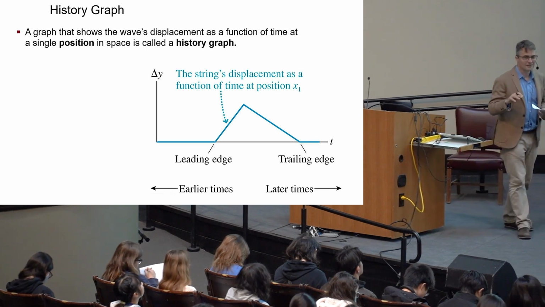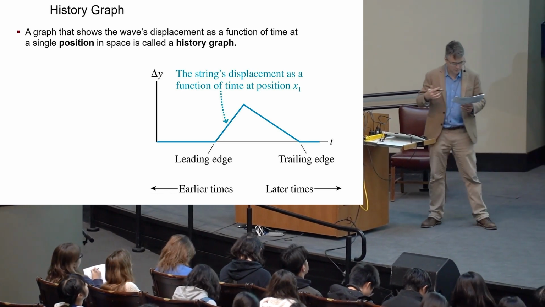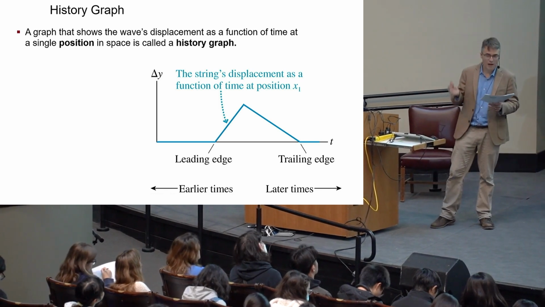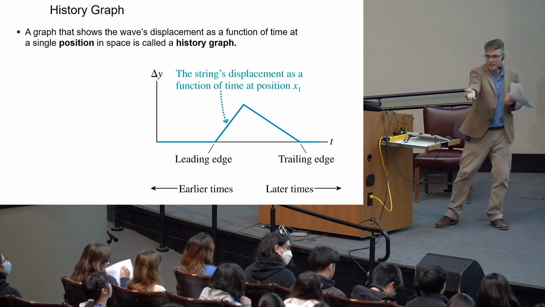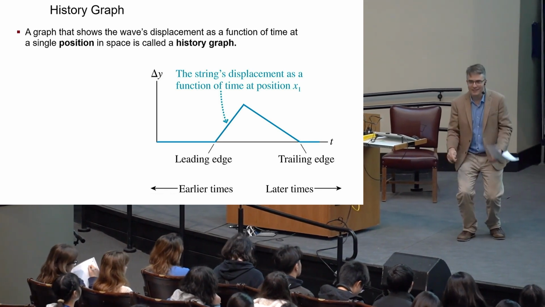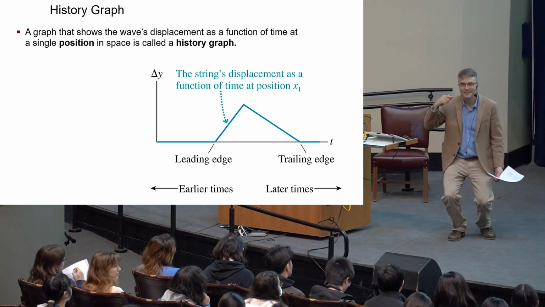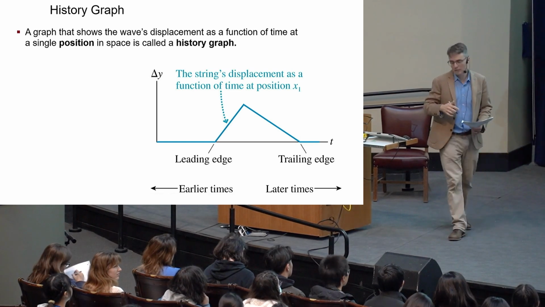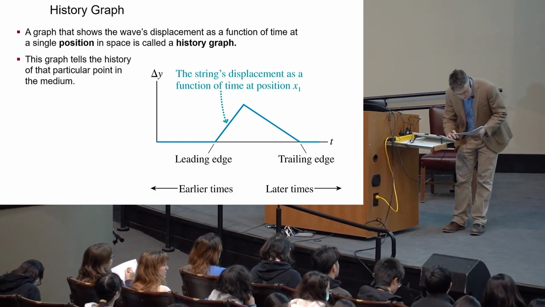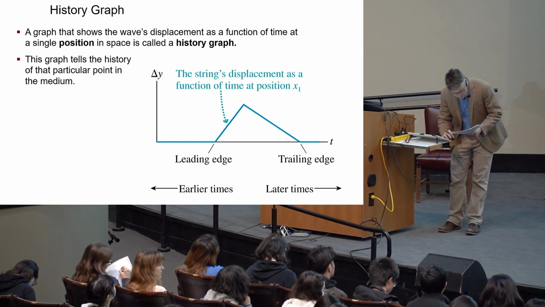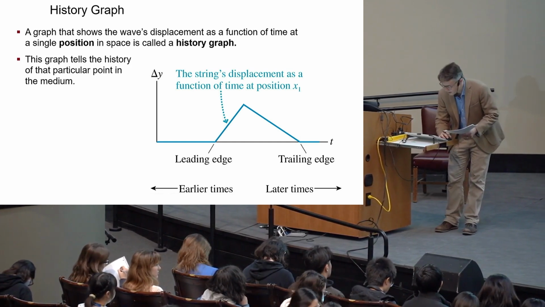This one's a little harder to conceptualize, but it's just a position versus time graph of a particular particle on the wave as the wave goes by. So it's actually like your position: if you're standing up and sitting down, it's like the position of your head versus time as you stand up and sit down. This graph tells the history of a particular point in the medium. So you have to choose an x.